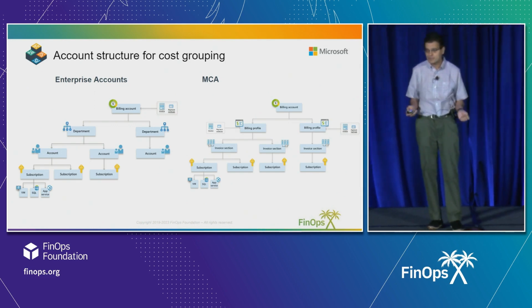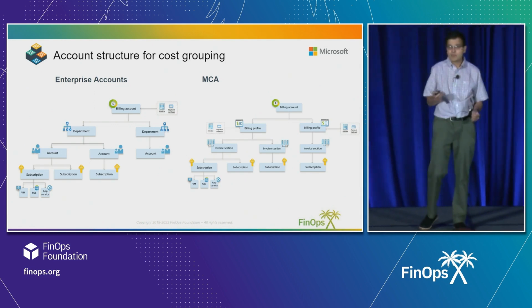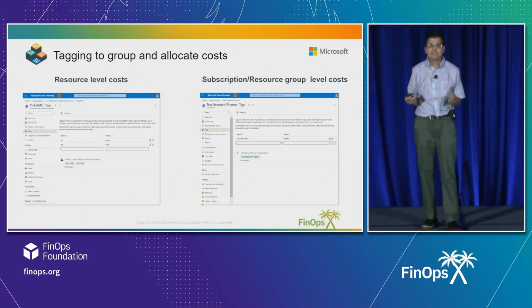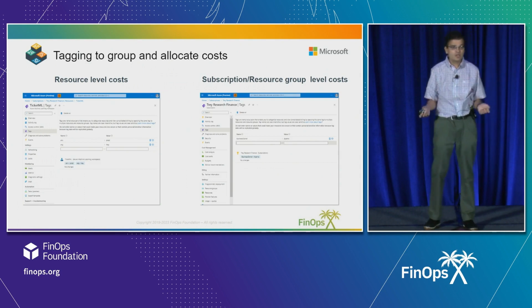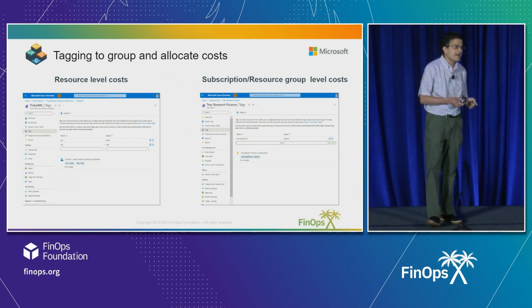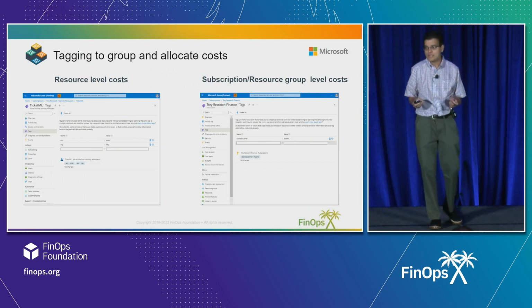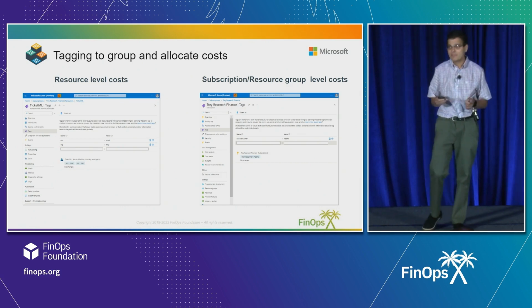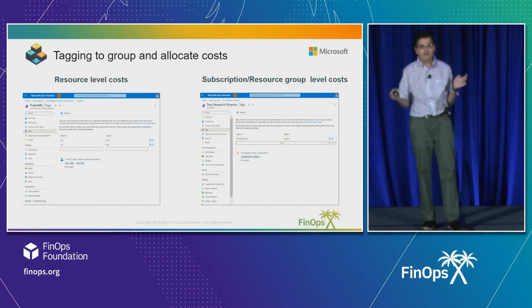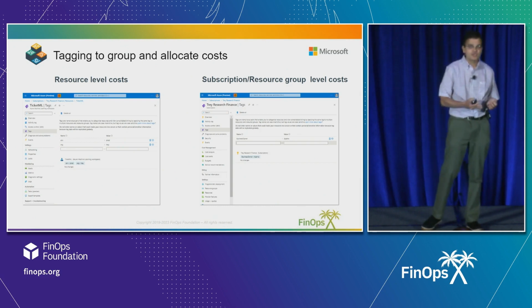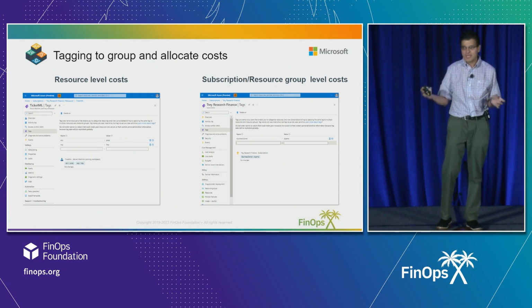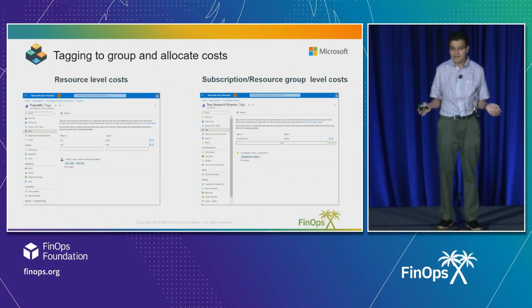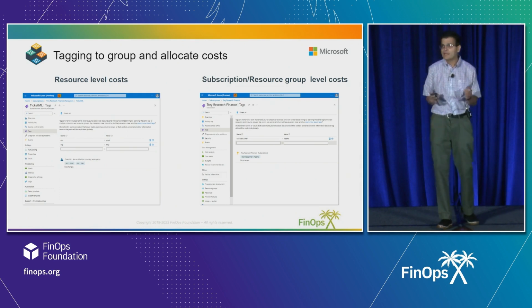That's a starting point. Evelyn talked about tags, and tags are a very powerful construct to group costs. You can apply tags at resource level so that resources can be grouped by different constructs. Let's say it's a production resource, apply a production tag. If it's a resource for a team, you can apply a team level tag. And tags can be applied at different levels too.